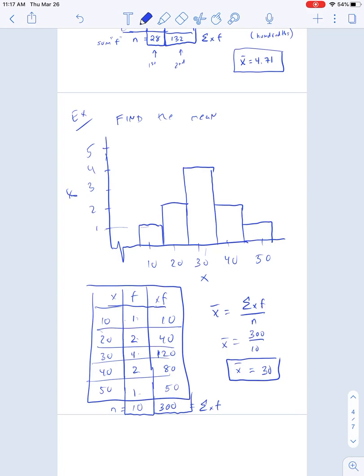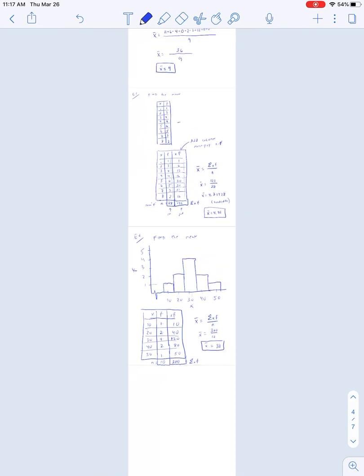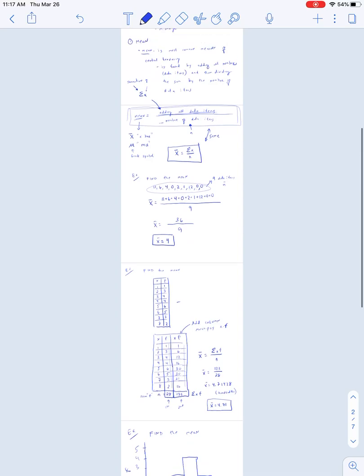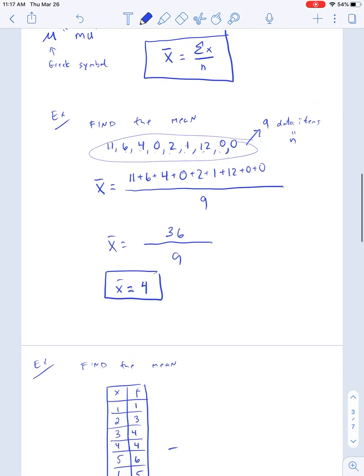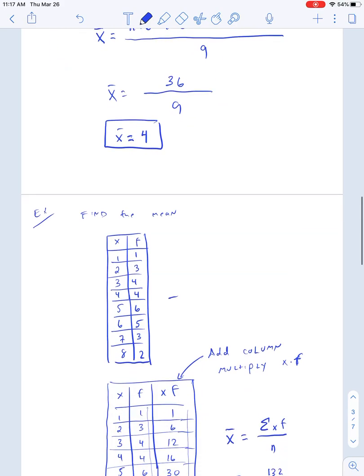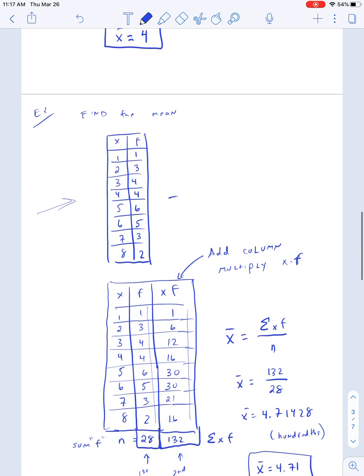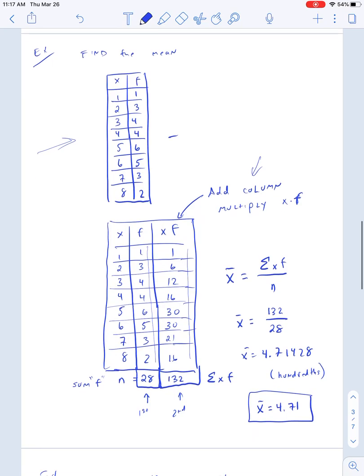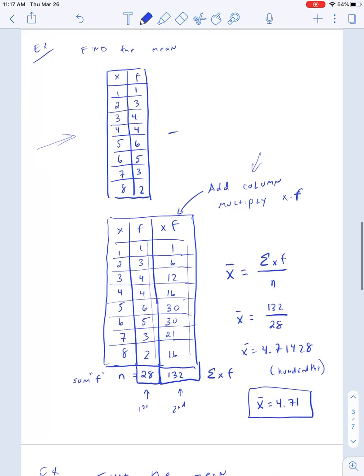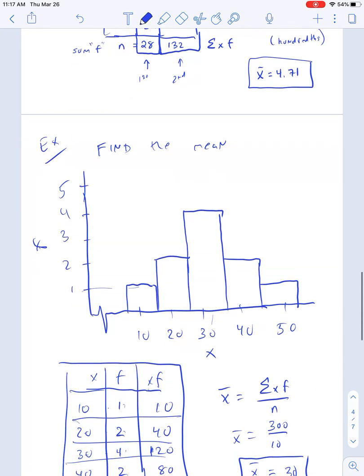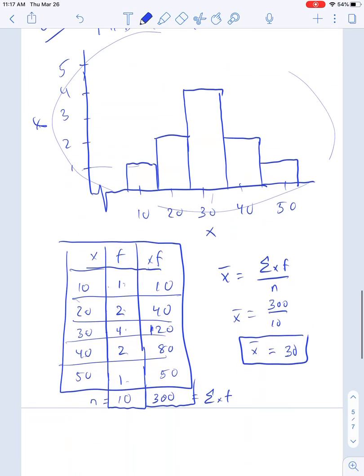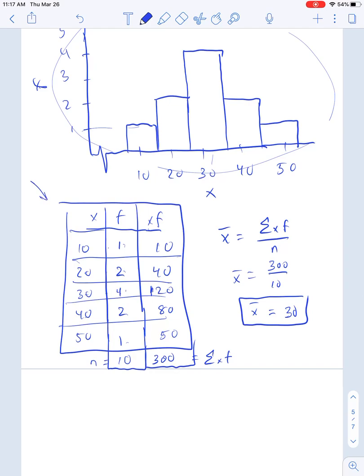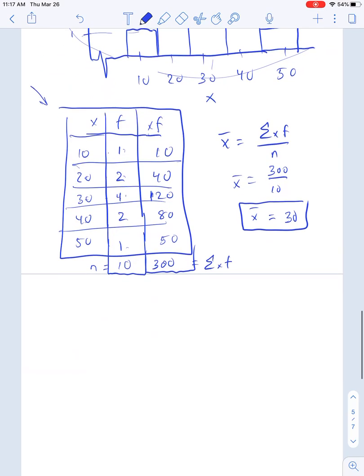So a nice example of finding the mean. We saw a few examples of finding the mean. Obviously, the first one is always the easiest if I give you data items. But if I give you a table, you have to add that column, then work it out. And if I give you a histogram, you have to make your table and then work it out.